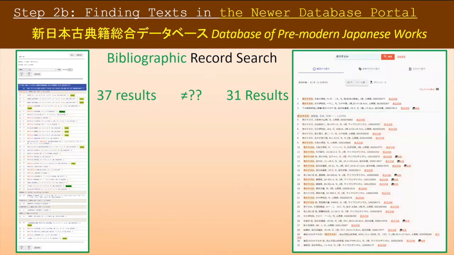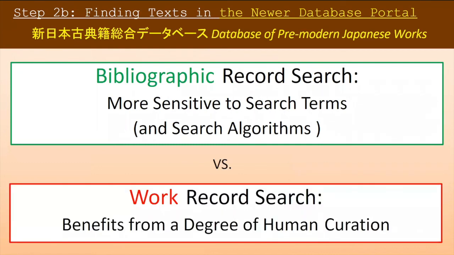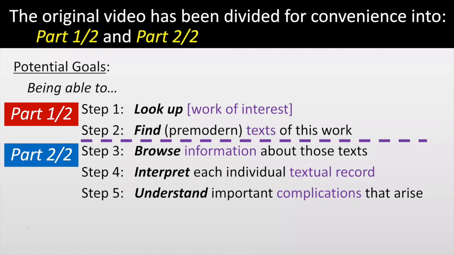What accounts for this difference? The reasons are complex, but one thing it demonstrates is how bibliographic record searches are much more sensitive to our own different search terms, and sensitive to the search algorithms of different portals. In contrast, because work records are the product of human curation, going back to the Kokusho Somokuroku, they can sometimes correct for our own poorly chosen search terms. This degree of user-friendliness is another reason we have focused on the work record path so far.